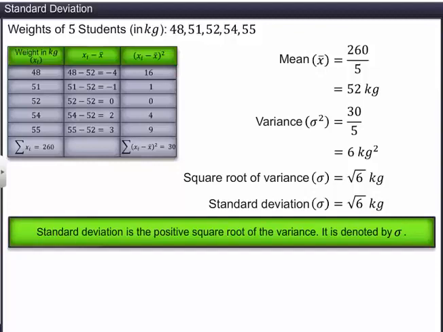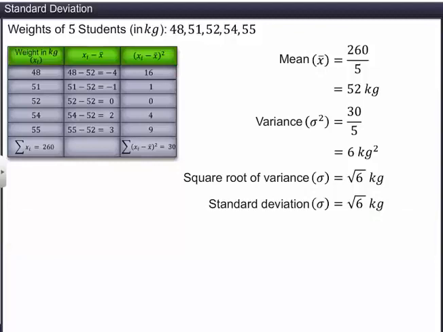Therefore, the standard deviation of the given data is equal to 2.449 kilograms.